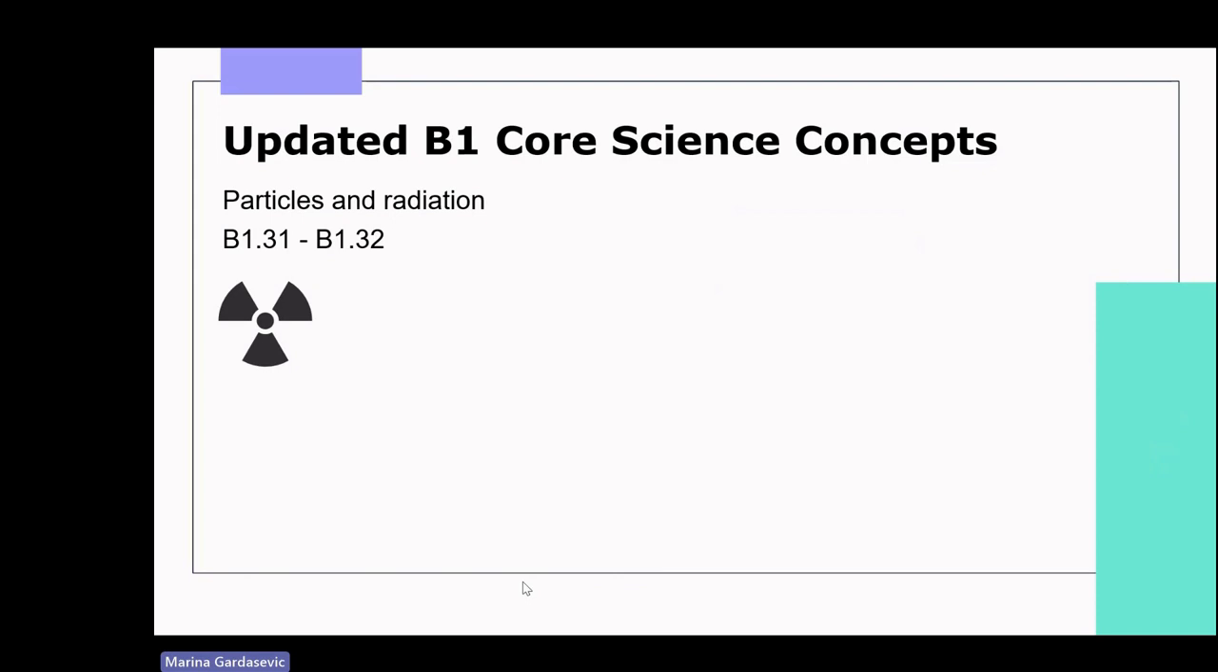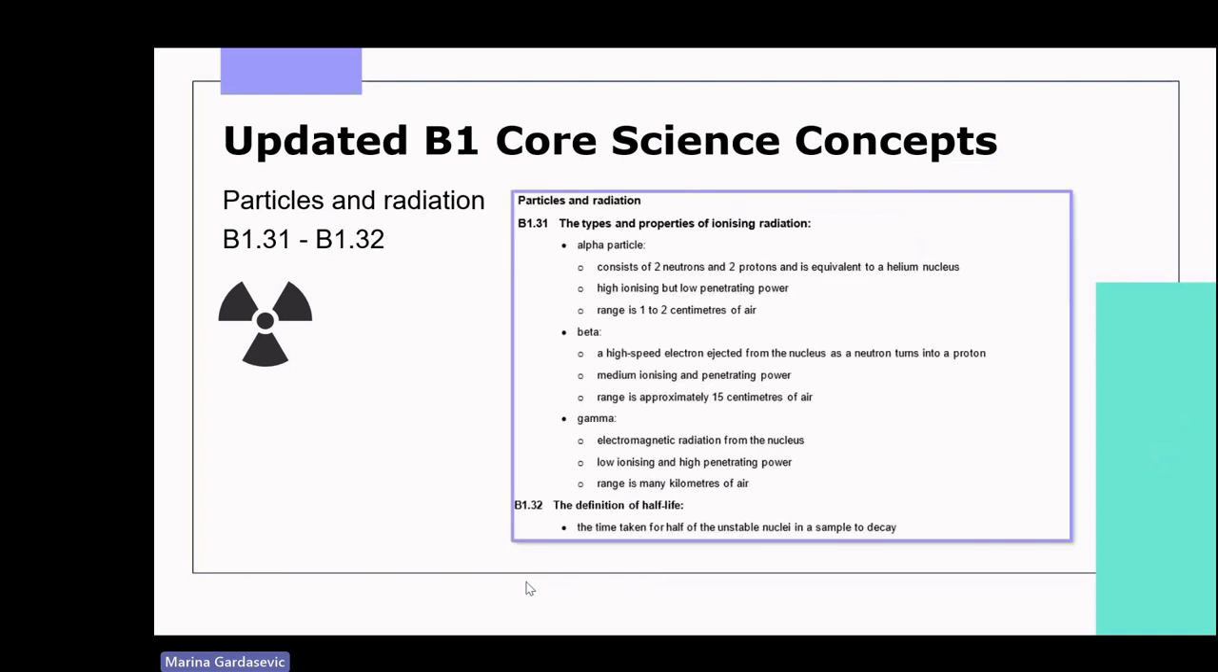Next, we're going to look at particles in radiation. So in the updated specs, we have types and properties of ionizing radiation and definition of half-life. This is all that has been kept from the original specification in relation to physics content. These scientific concepts will help support B2 in relation to areas such as cancer and cancer treatment.